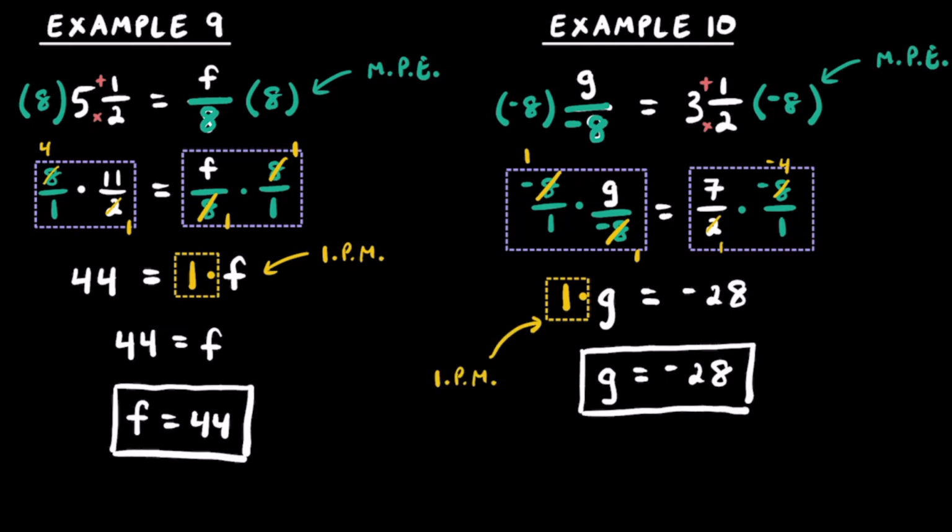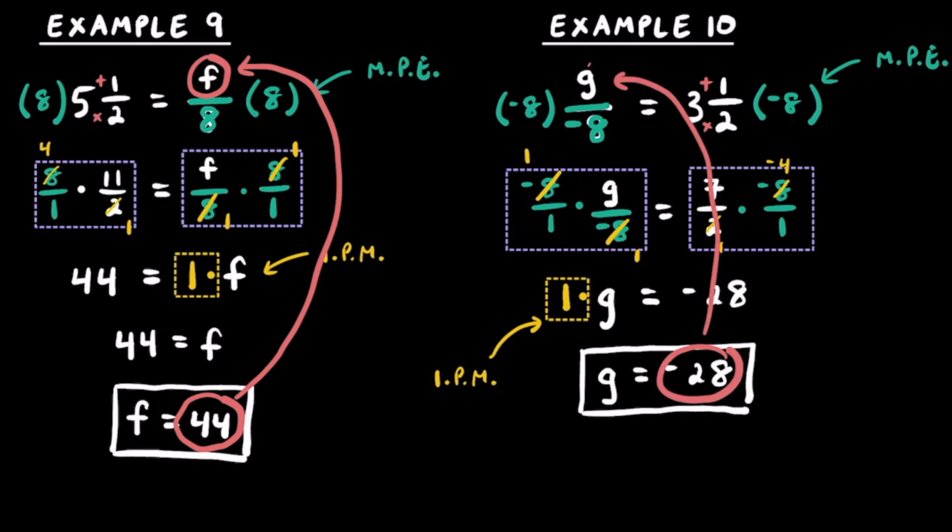There's the two properties we used, and we can check that these make sense. If we took 44 and divided it by 8, we would get 5 and 1/2 for number 9. And for number 10, if we took this negative 28 and divided that by negative 8, we would get a positive 3 and 1/2. Both of these answers make sense. And there you have 10 different examples on solving one-step equations that have division or a fraction bar as the operation. So to solve each of them, we use the multiplication property of equality, and then we use the identity property of multiplication.